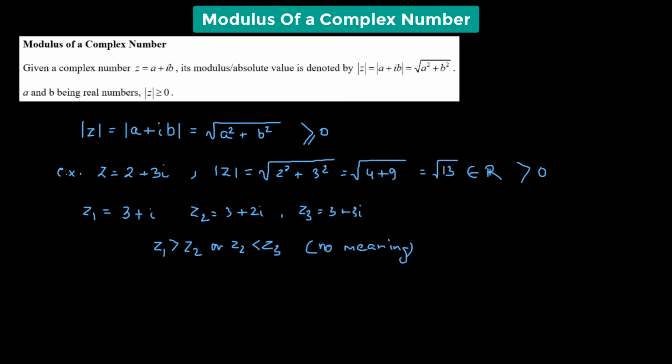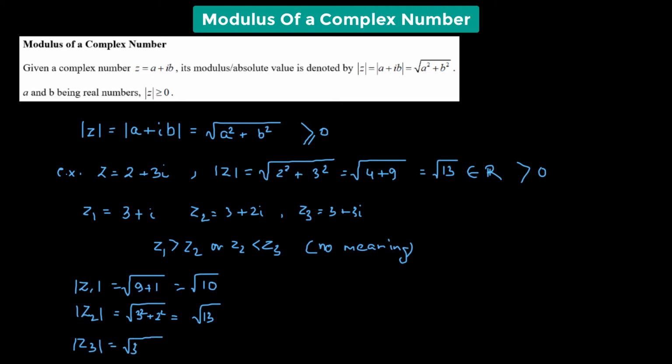However, if we find the modulus of z1, this will be the square root of 3 squared, which is 9, plus the value of b, which is 1 squared, which is 1. So this gives us square root of 10. Then the modulus of complex number z2 will be the square root of 3 squared plus 2 squared, that is 9 plus 4, which gives us 13. And if we finally find the absolute value of z3, that will be the square root of 3 squared plus 3 squared, which is 9 plus 9, that is 18.